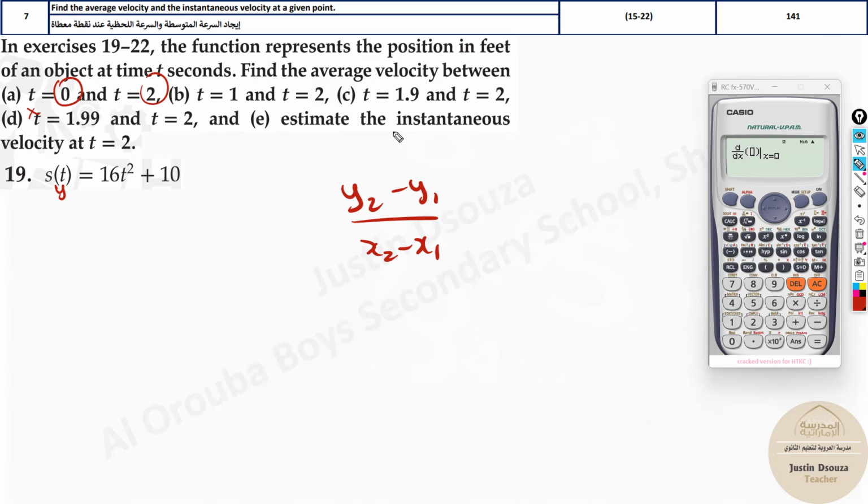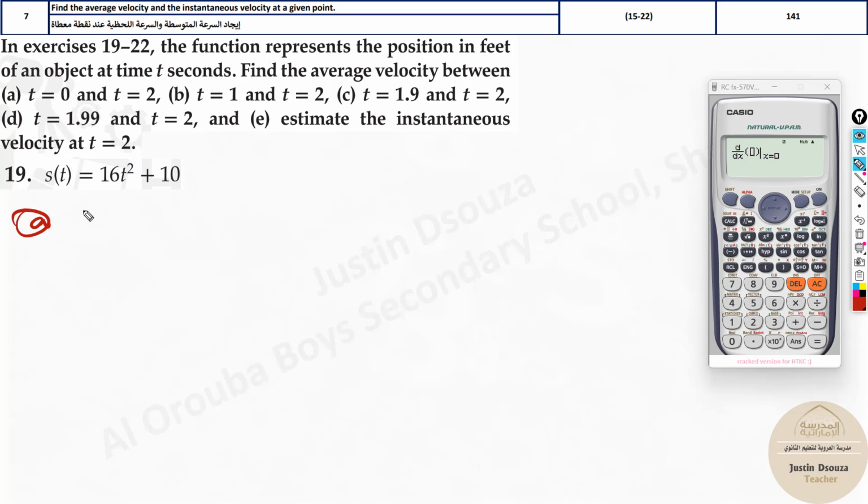So that means this is also equal to the derivative, okay? But when you use the derivative formula over here, it gives you a more accurate answer. That's the only thing. Now I'll tell you how to do this. First one, let's do for A.